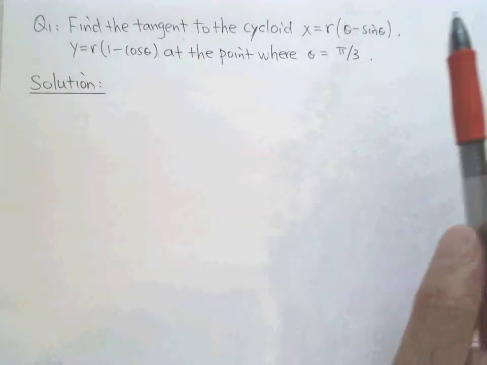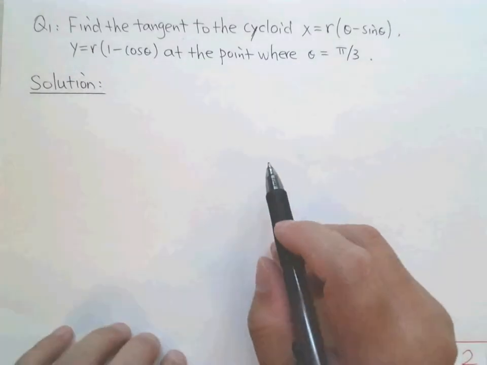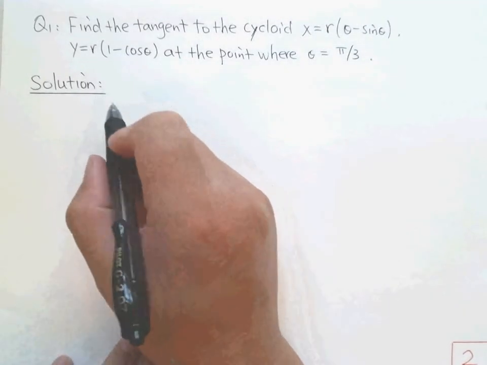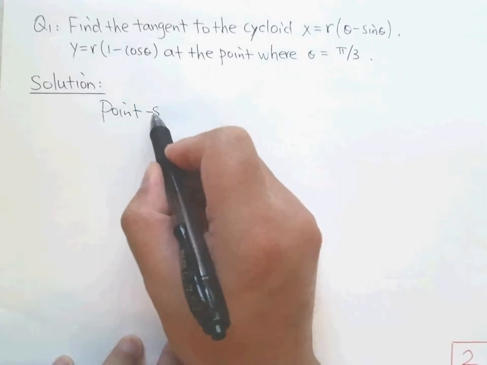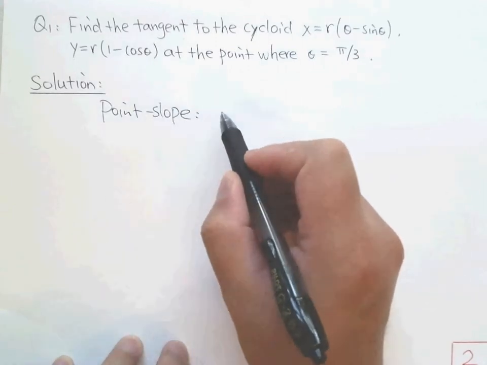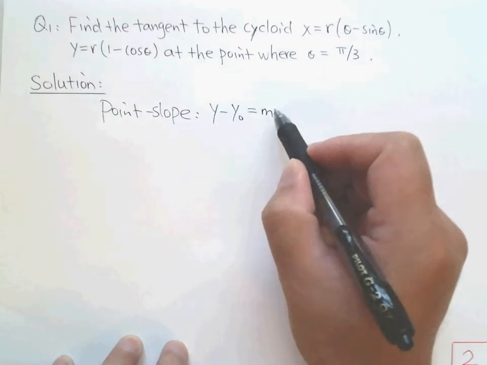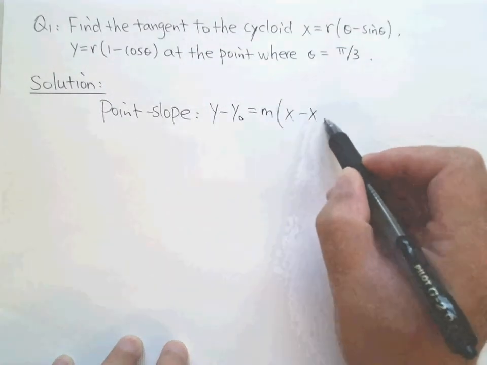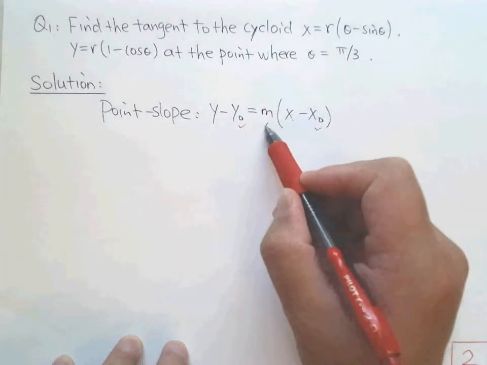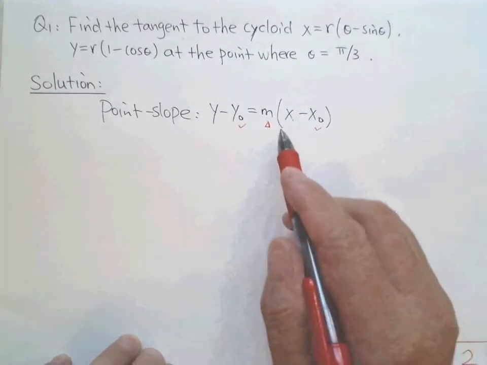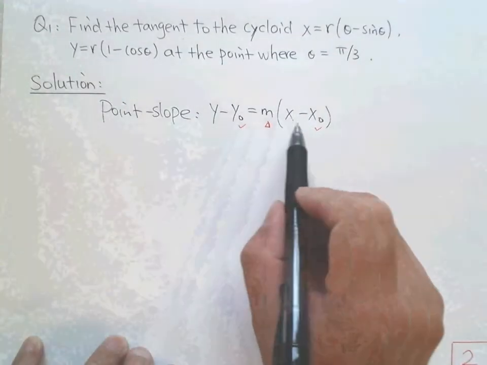We use the point-slope equation. I'll put the equation here first, which is y minus y0 equals m, the slope, times x minus x0. All we need to do is find the point and find the slope. Then we plug these two into the point-slope equation, and we have the equation. Let's go to the point first.